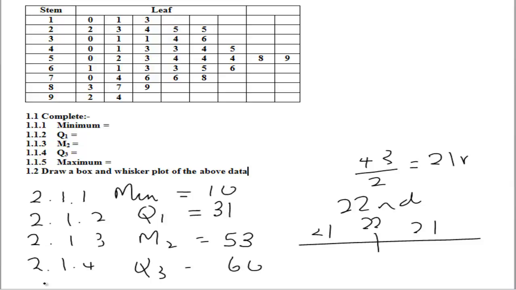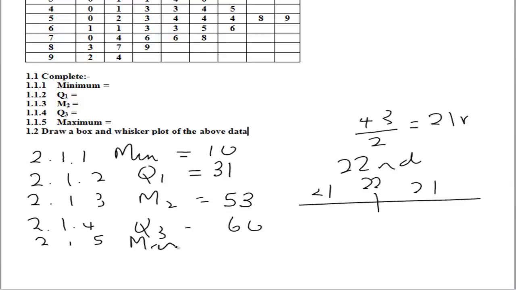And then 2.1.5 says they want the maximum. The maximum would turn out to be 94. So the maximum is 94, and then now they just want us to draw the box and whisker.